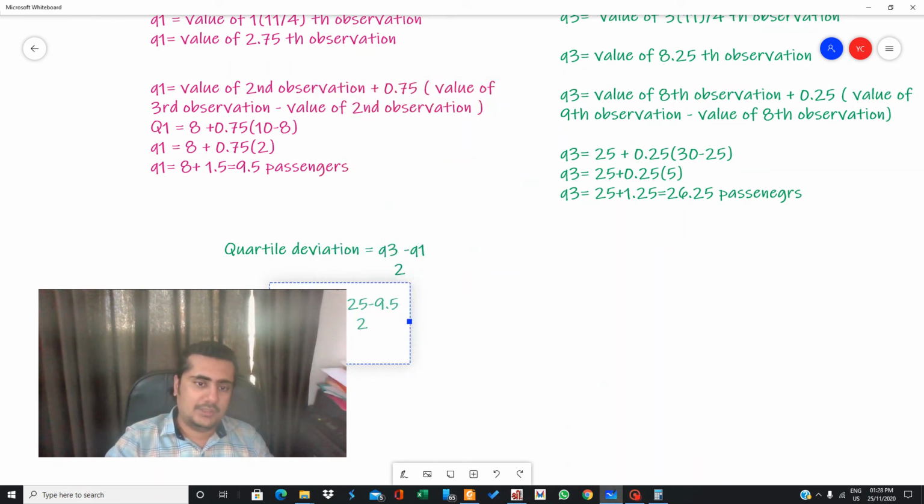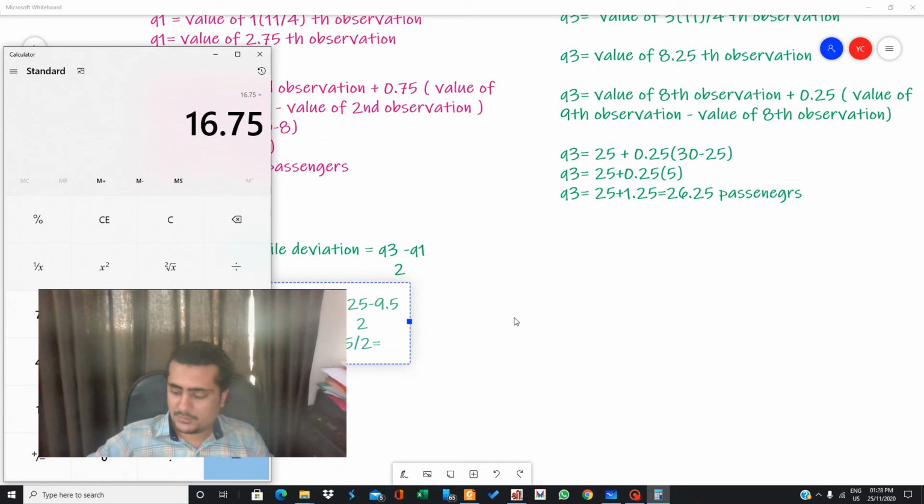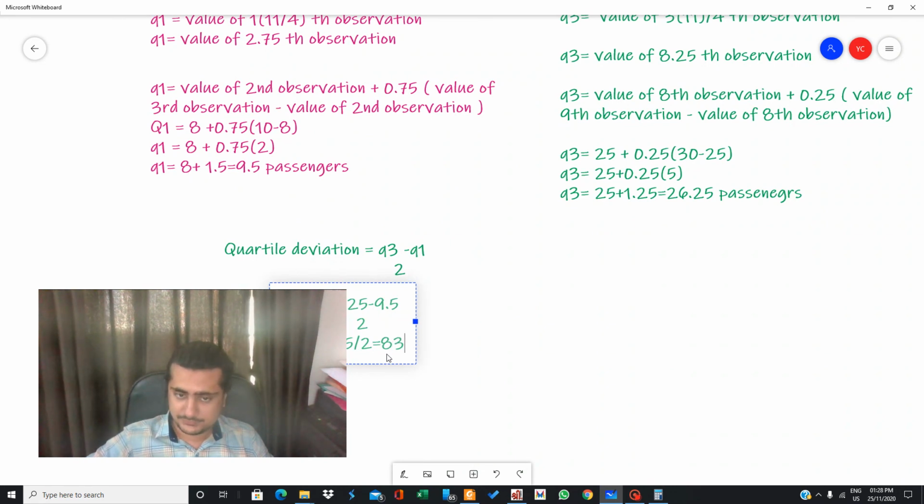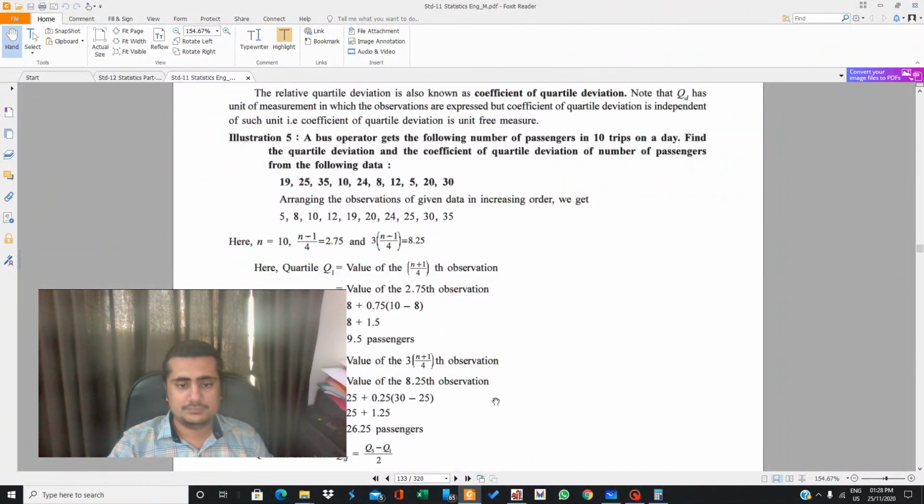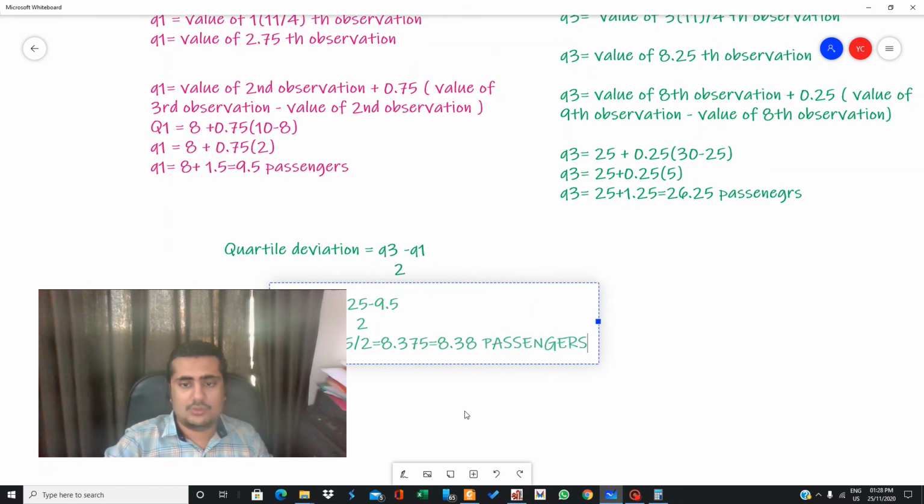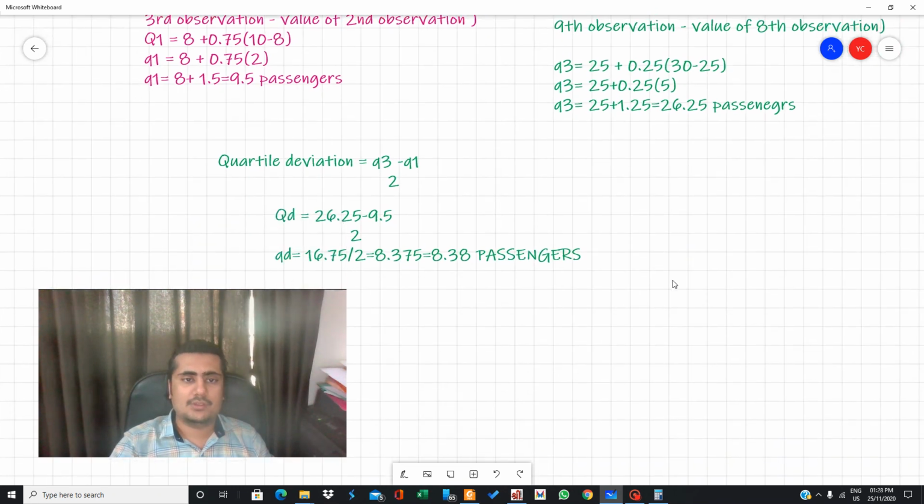So my quartile deviation will be 16.75 upon 2. 16.75 upon 2 is 8.37, rounded it is 8.38. This data is in the form of passengers. So this is 8.38 passengers.